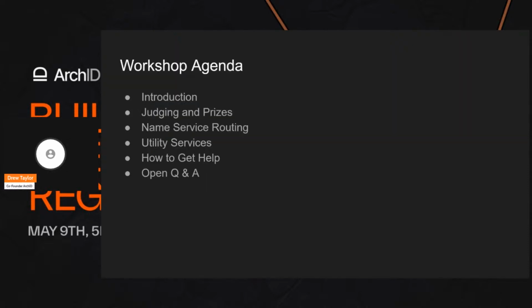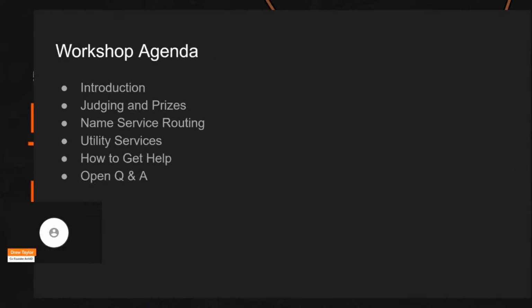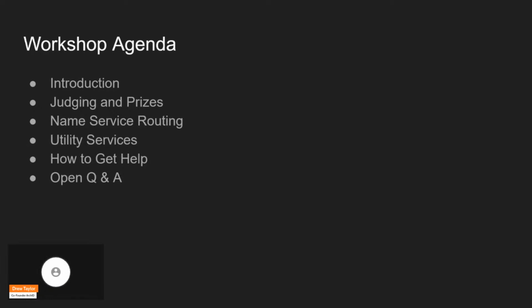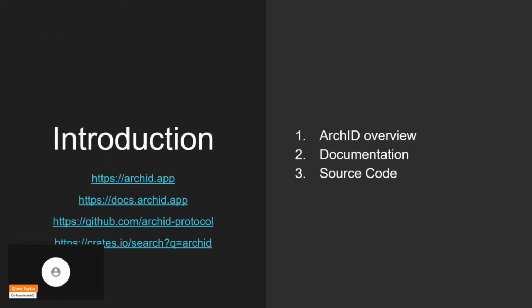So just to show you the agenda, we're currently in the introduction slide. We will talk a little bit about judging and prizes. We'll talk a little bit about routing in the name service contract. And we'll talk a little bit about utility services that you can build on top of the registry. And then just a little bit about how you can request help or support from us. And then at the end of the session, we'll open up for a Q&A, question and answer period.